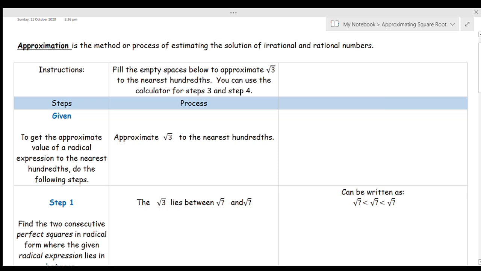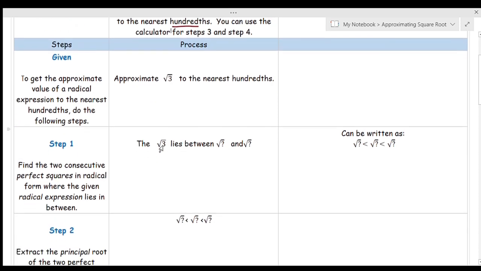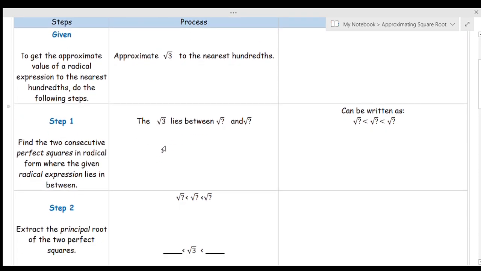So our instruction: fill the empty spaces below to approximate the square root of 3 to the nearest hundredths. And also you can use a calculator for step number 3 and step number 4. So ang hanapin daw natin yung approximate value ng square root of 3. So let's begin. The first step is to get the approximate value of a radical expression to the nearest hundredths. We need to follow this step.